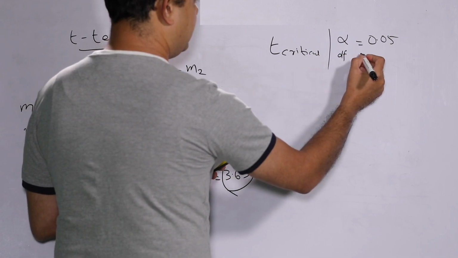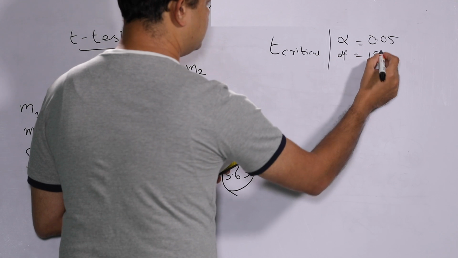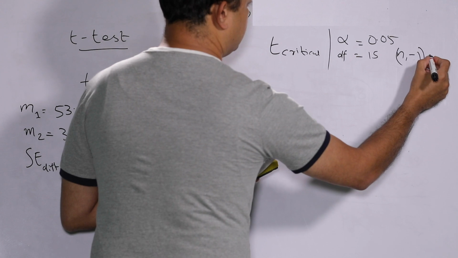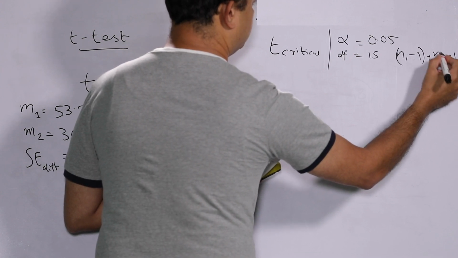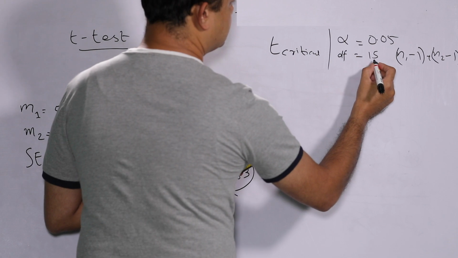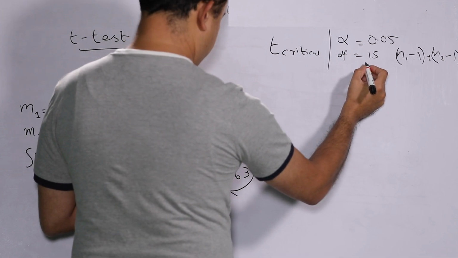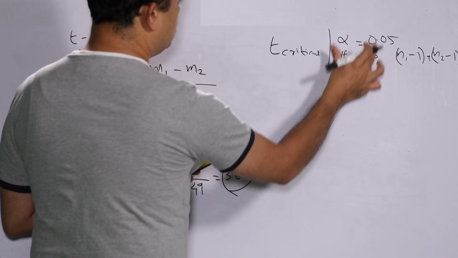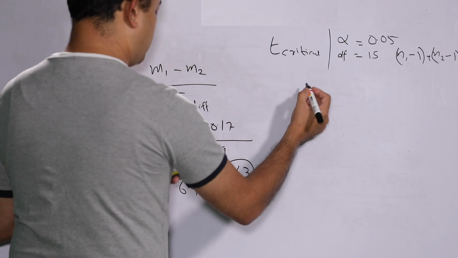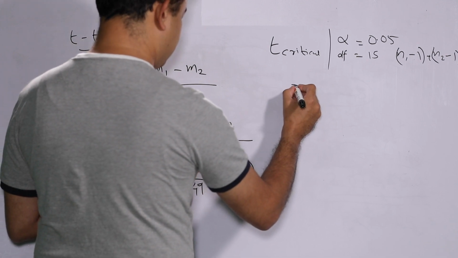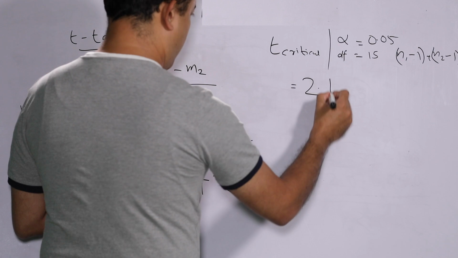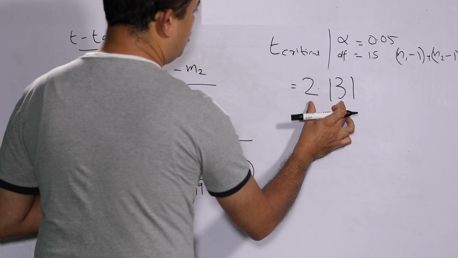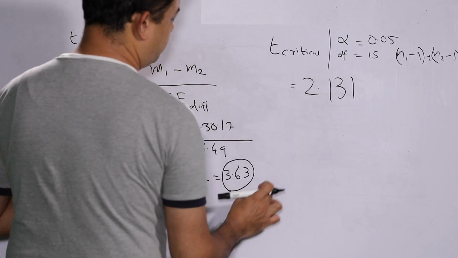The degree of freedom is 15, because it is n1 minus 1 plus n2 minus 1. This is how we calculated this 15. With this we can look up the t distribution table to find the t critical. If you look up, you can see that the t critical is equal to 2.131. Now the question is, is this value higher or lower than the obtained t score?